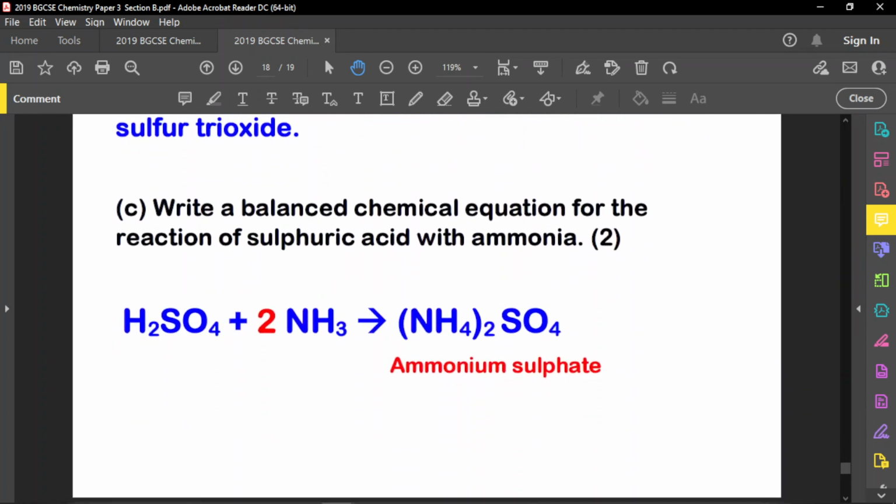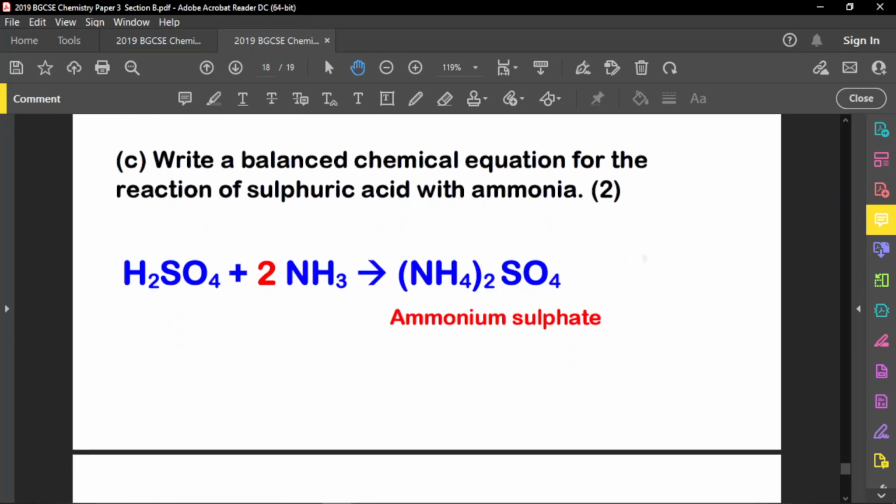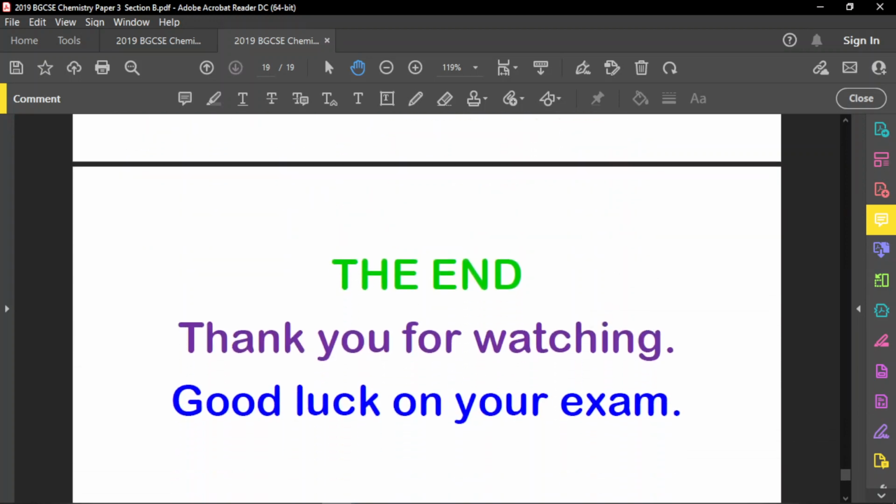All right, now write a balanced chemical equation for the reaction of sulfuric acid with ammonia. And so sulfuric acid with ammonia, this is a balanced chemical reaction. What you get as a result is ammonium sulfate. All right. And now that's the end of it.